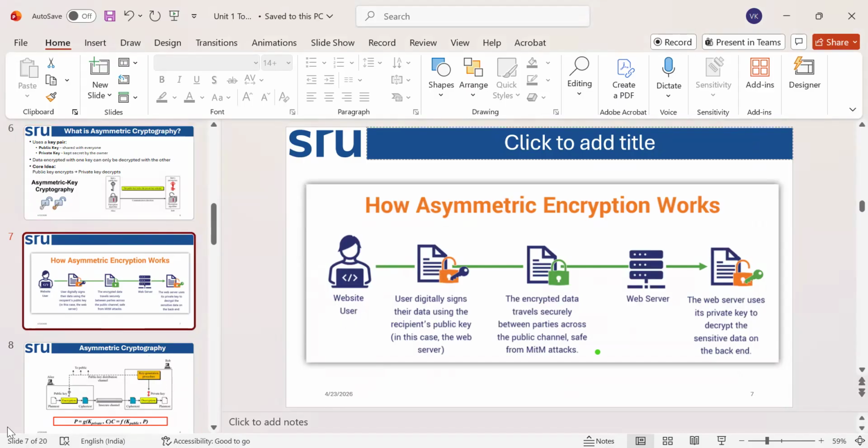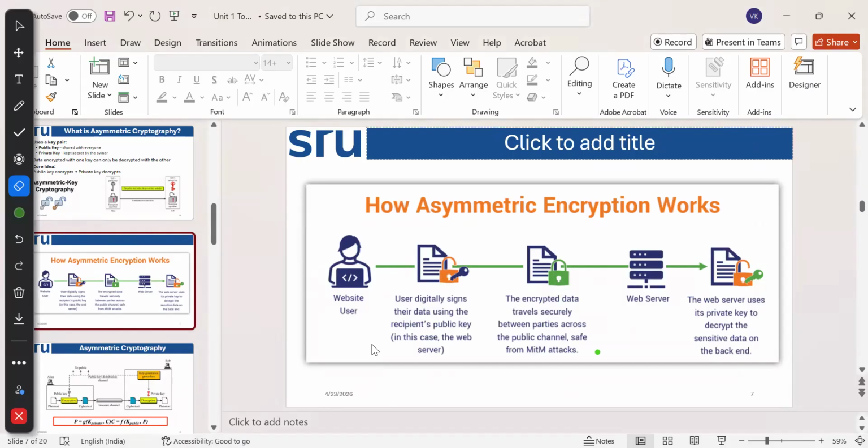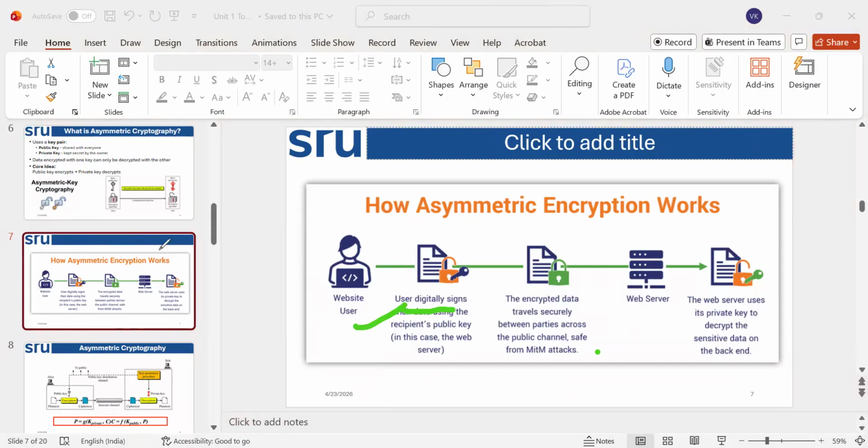Suppose a website user sends a message. The user encrypts their data using the recipient's public key, in this case the web server's public key. The encrypted data travels securely between parties across the public channel, safe from a man-in-the-middle attack. Then it reaches the web server, and the web server uses the private key to decrypt the sensitive data on the backend. This is how asymmetric encryption works.